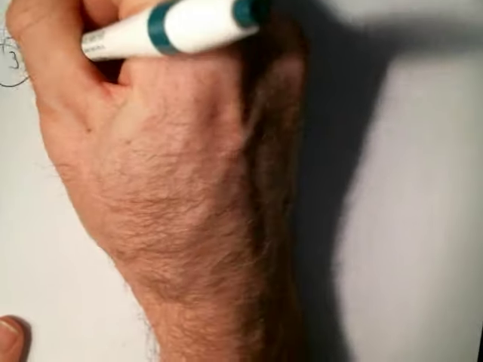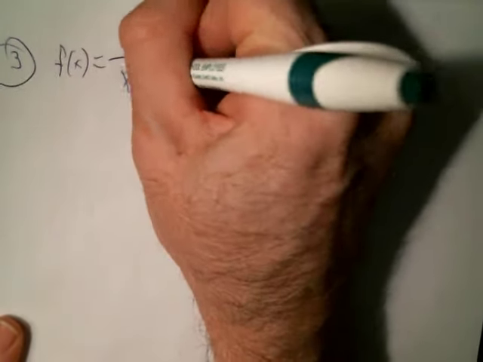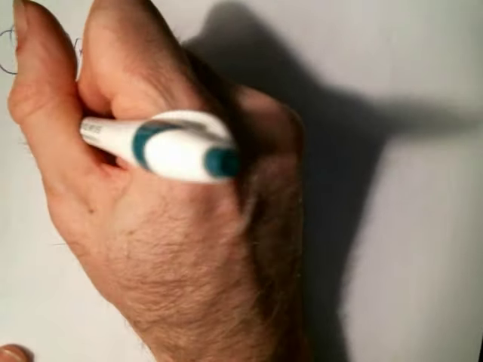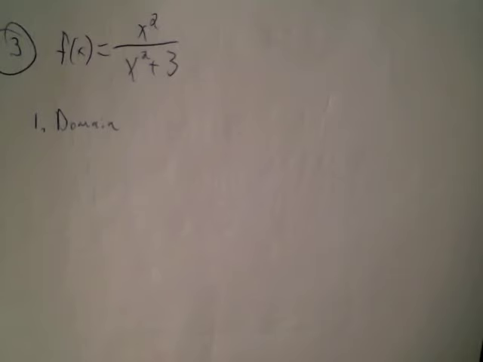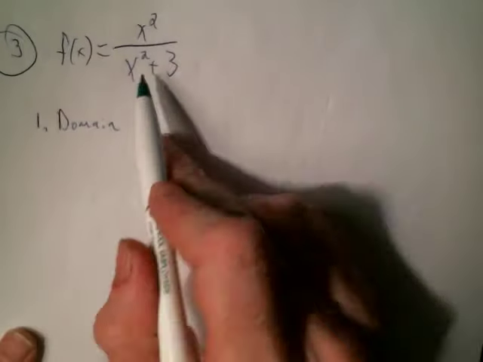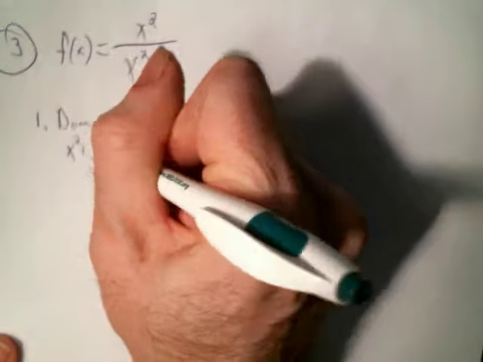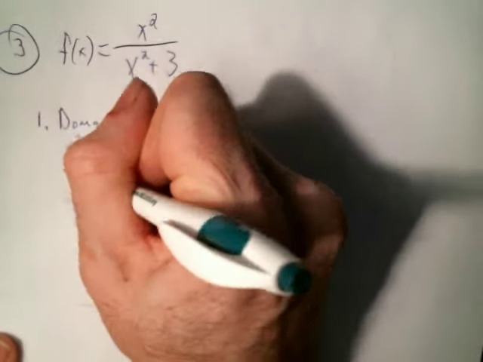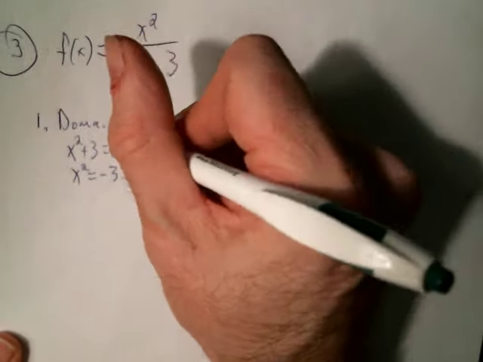Okay, so let's go ahead and take a look at this process. We'll start with a rational function, number 3. f of x is x squared all over x squared plus 3. First off, get the domain. For a rational function, the domain is all real numbers except where the denominator is equal to 0. In our case, the denominator is never equal to 0. If you set x squared plus 3 equal to 0 and try to solve, there are no real solutions. So the domain is all real numbers.